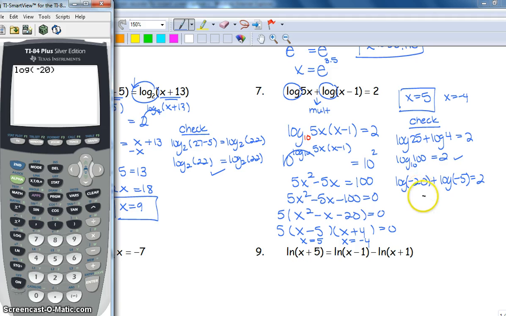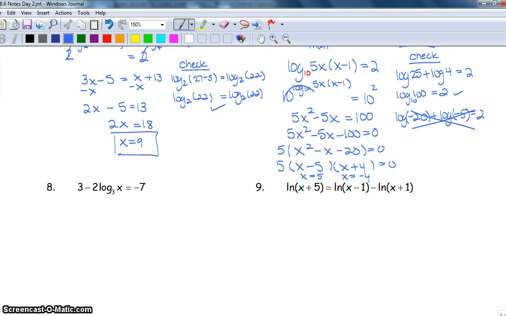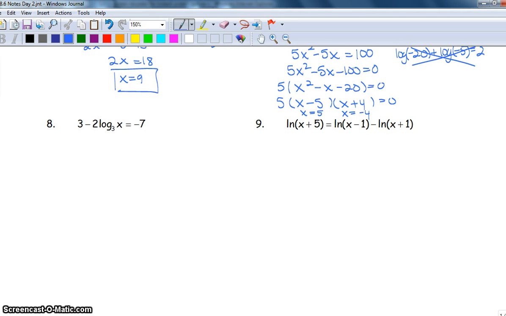So this one does not work, which means negative 4 is not a solution. So you have one solution at 5. Two problems left.